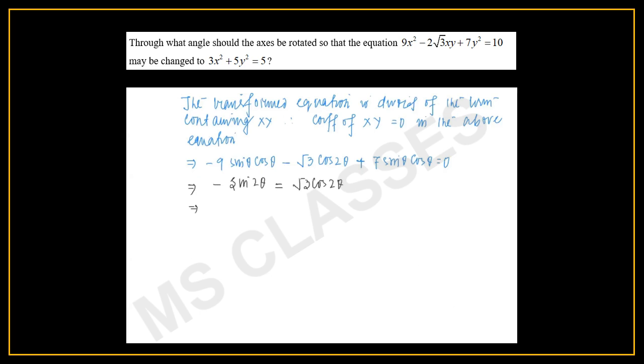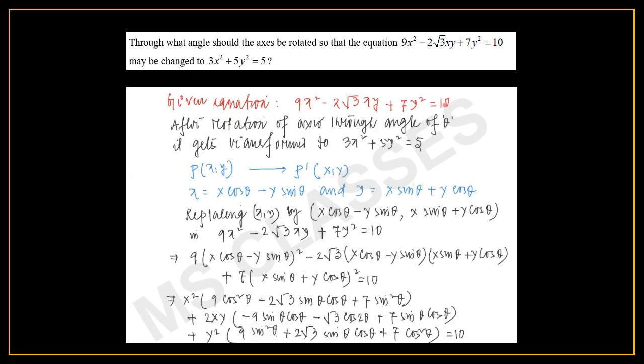Now from this we can say that tan 2 theta equal to minus root 3, which will be tan of pi minus pi by 3. So from this we can say that 2 theta equal to 2 pi by 3, and therefore theta equal to pi by 3. So that means when the axis is rotated by an angle of pi by 3, this equation will be transformed to the other equation.